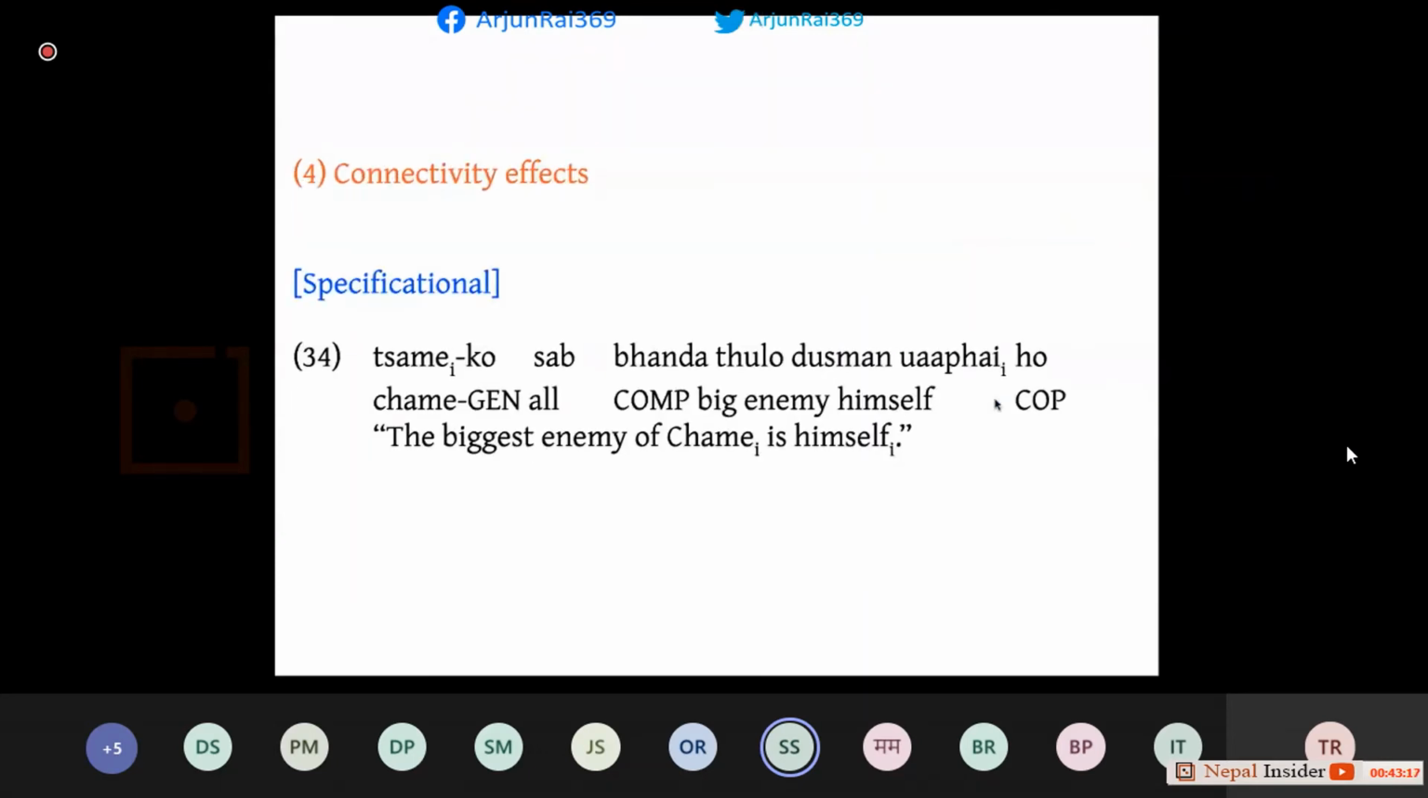Similarly, if you look into the connectivity effects, we found that it doesn't work. Chameko sab bhanda thulo dusman u afai ho. Now again here there is u afai. Maybe I'll discuss it later on in another talk. But over here, if we put u afai, it refers back to Chame himself.